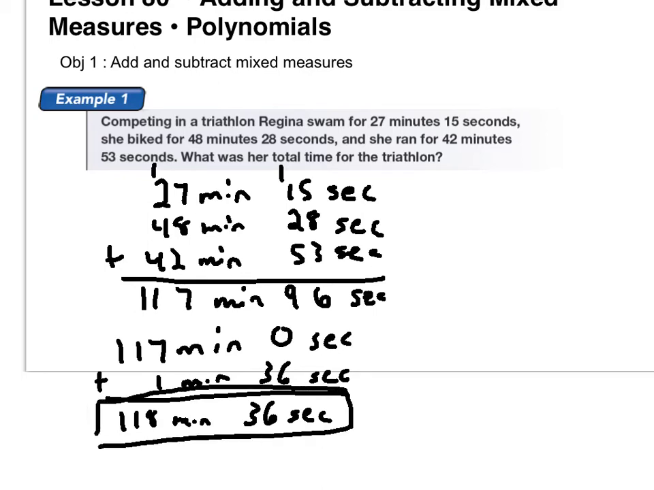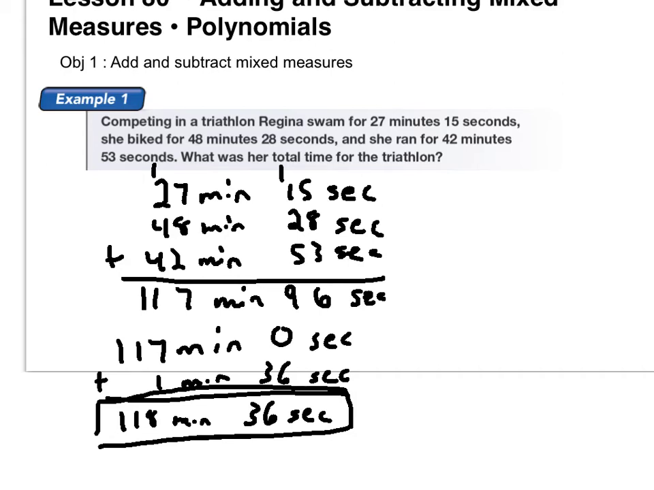Okay, since the problem started in minutes and seconds, and it didn't ask us to change it to hours or anything like that, I'm going to leave it as 118 minutes and 36 seconds, since those were our labels to start with. So again, the only things we did is we added up all the minutes and added up all the seconds. Then we had to convert. Since this was over 1 minute, we had to convert it to 1 minute and 36 seconds and then re-add.